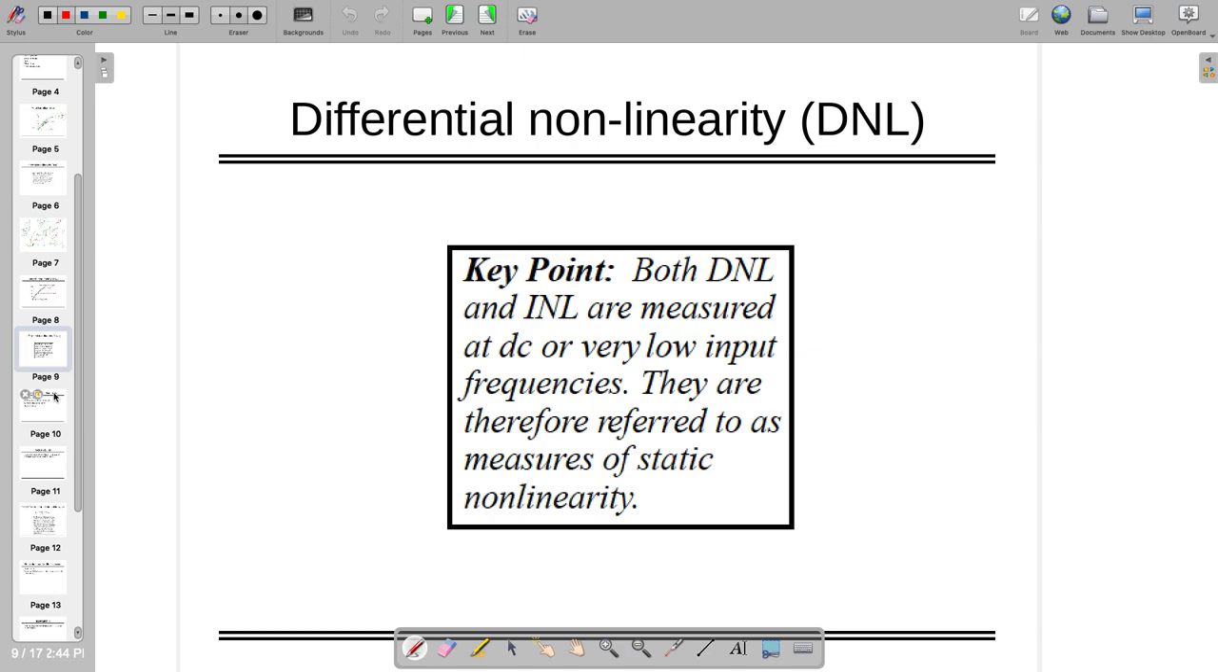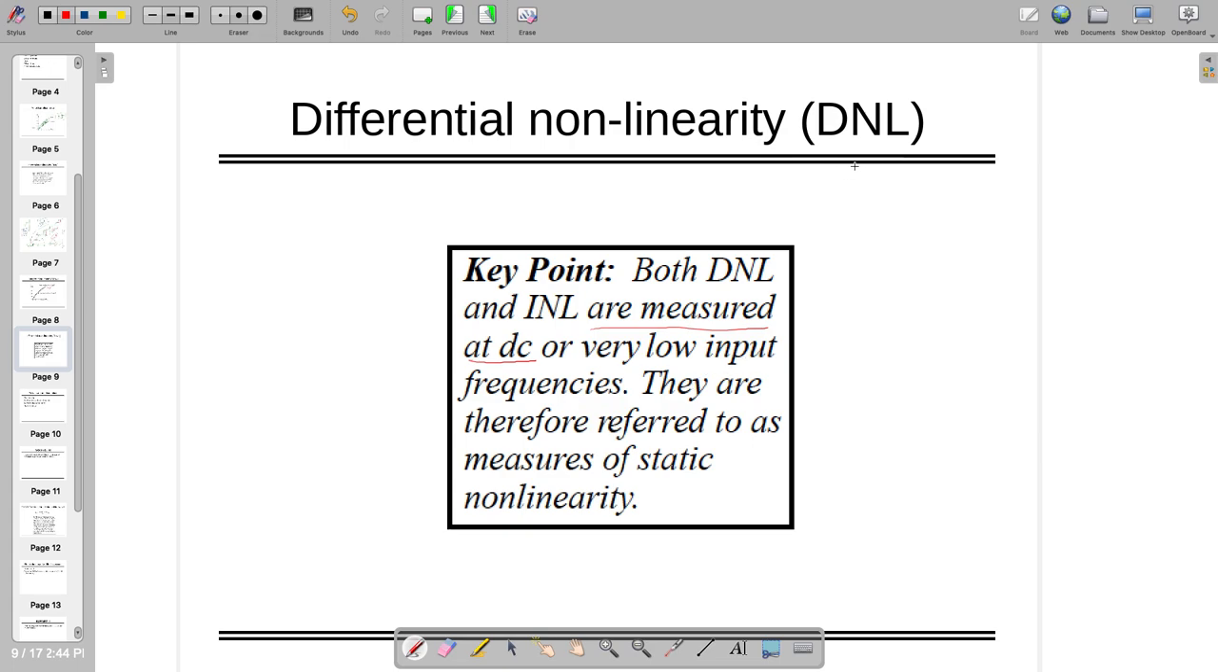I don't do integration. At a particular place, I find out what the step size is, horizontal and vertical. That will give you INL, DNL. So both DNL and INL are measured at DC or at very low input frequency.